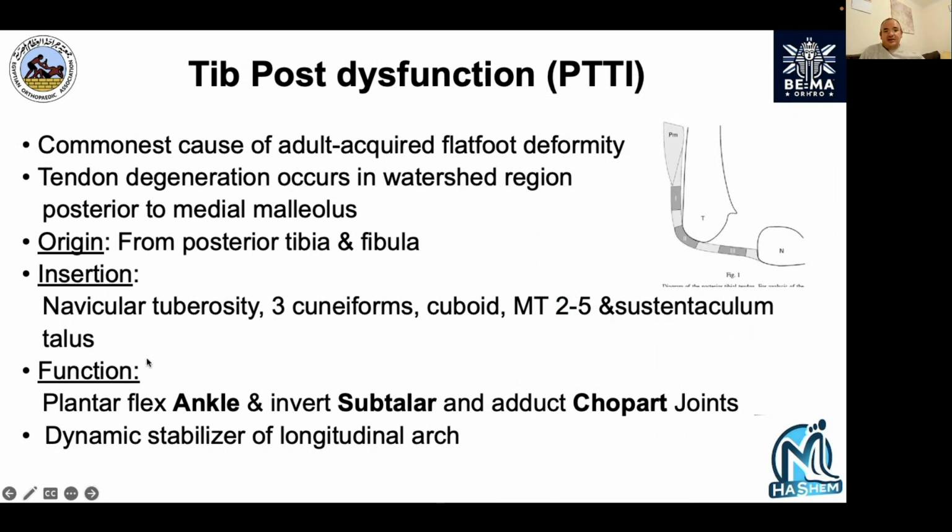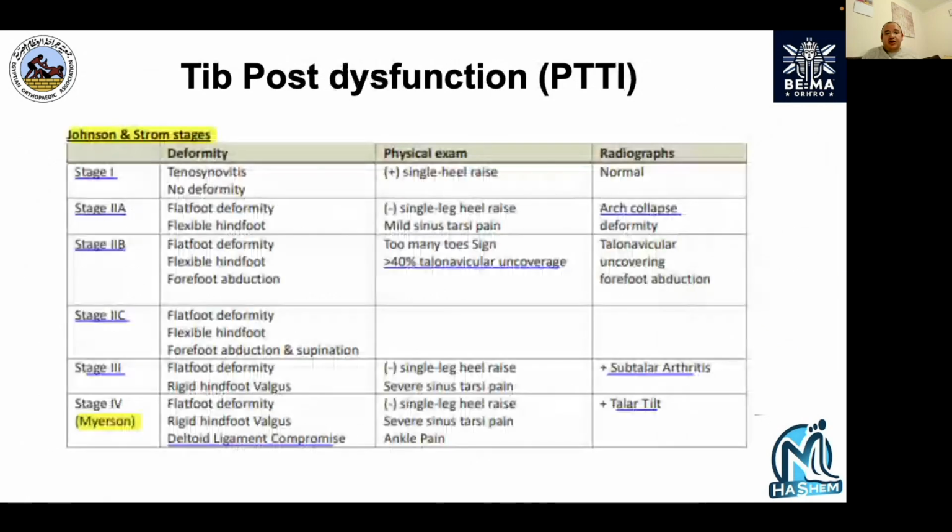The function again: it plantar flexes the ankle, it inverts the hind foot, and it adducts the Chopart joint, and it is definitely the most important dynamic stabilizer of the longitudinal arch. This is the Johnson and Strom classification, which has been modified by Myerson. So Myerson has modified this, adding the stage of what we call deltoid ligament insufficiency and ankle valgus.